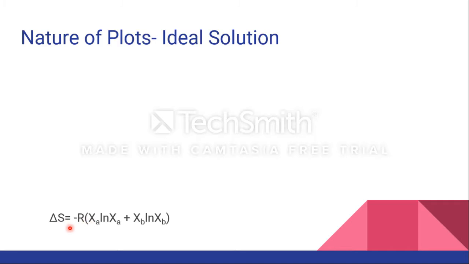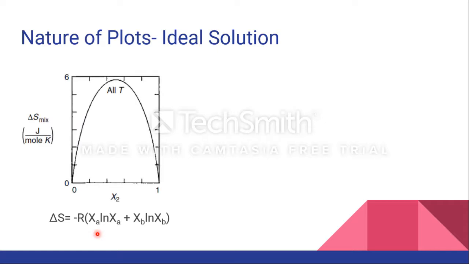And the delta S is maximum when XA is equal to XB, and that occurs when the mole fraction is 0.5. So you would expect the graph to look something like this, where it reaches a maximum at the center point of the mole fraction value.